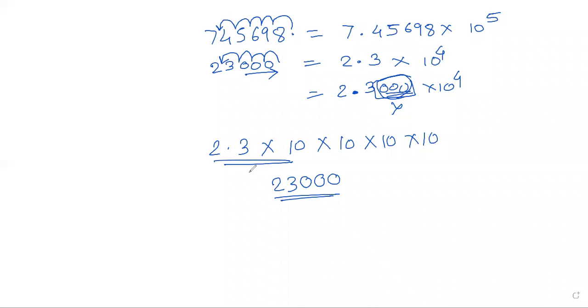23,000. Same number comes. That's what I'm saying. When you multiply 2.3 with 10 4 times, you will get this number. So we write 23,000 as 2.3 into 10 raised to 4. Yes or no?